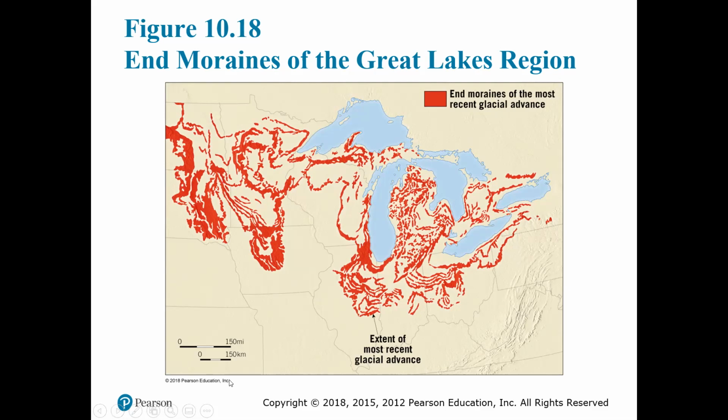And so this figure here shows you the end moraines that we have in the Great Lakes region from the most recent glacial advance. And we were talking about that last glacial maximum. So you see here in red are all of the end moraines. So this shows us where the glaciers were in the last ice age.